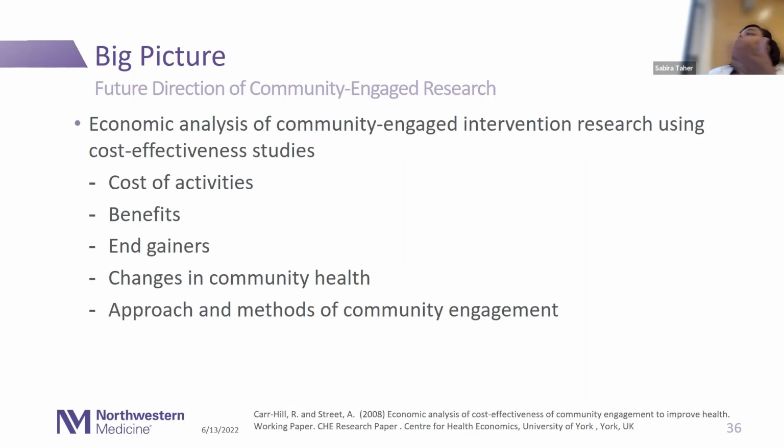And this fits into the next point, the changes in community health. What is the trickle-down effect of that? And so we really need to be able to identify effective approaches and methods of community engagement. And ultimately, the ability to quantify outcomes that demonstrate the value of community engaged research can help inform healthcare policy that is more inclusive and equitable.